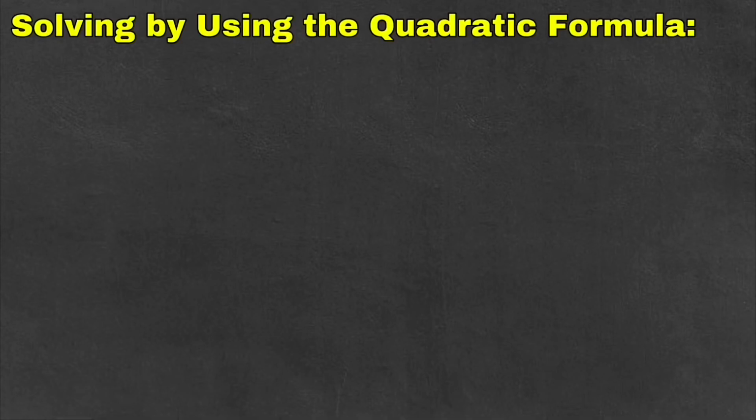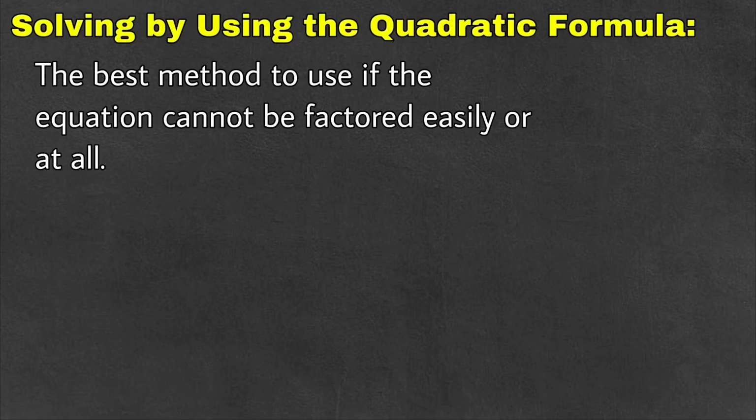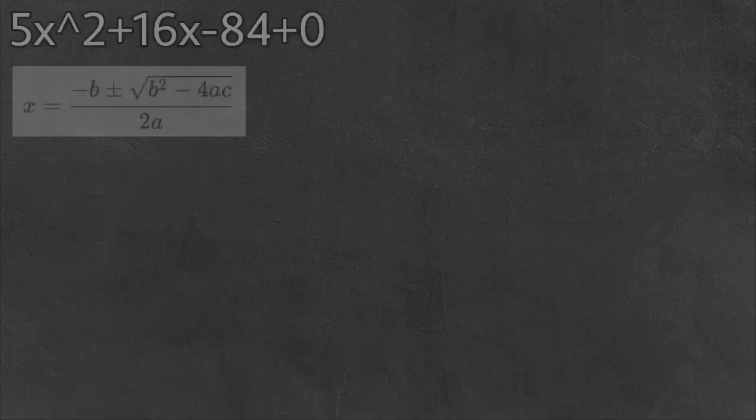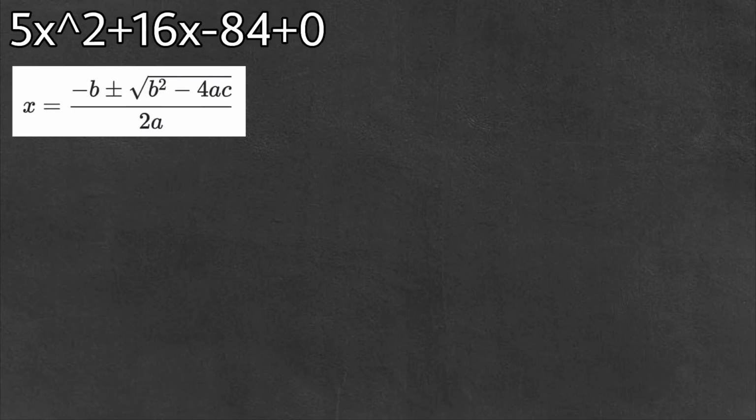Our last method is solving by using the quadratic formula. The quadratic formula is the best method to use if the equation cannot be factored easily or at all. For our example, we will be solving 5x squared plus 16x minus 84 equals 0.